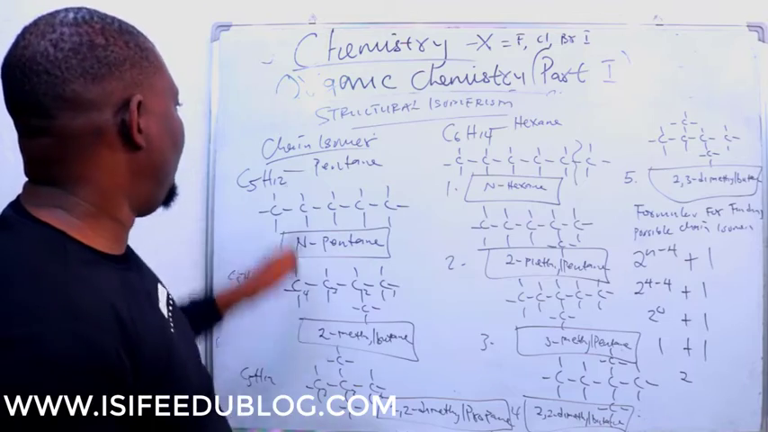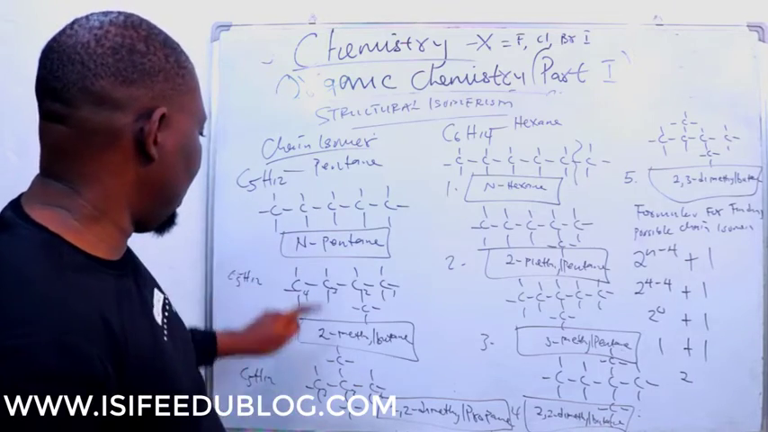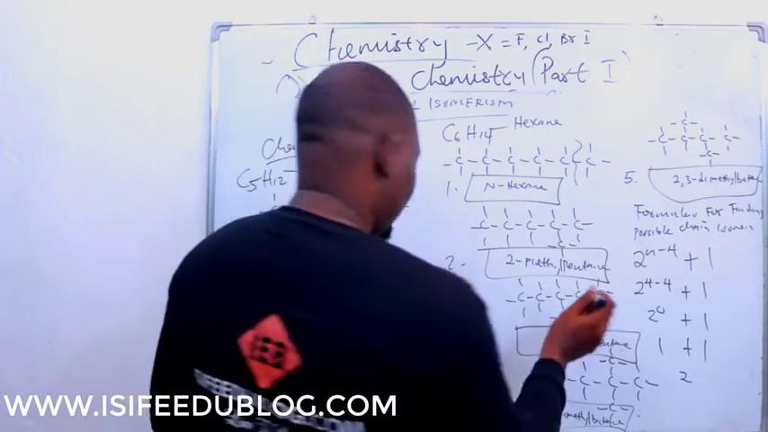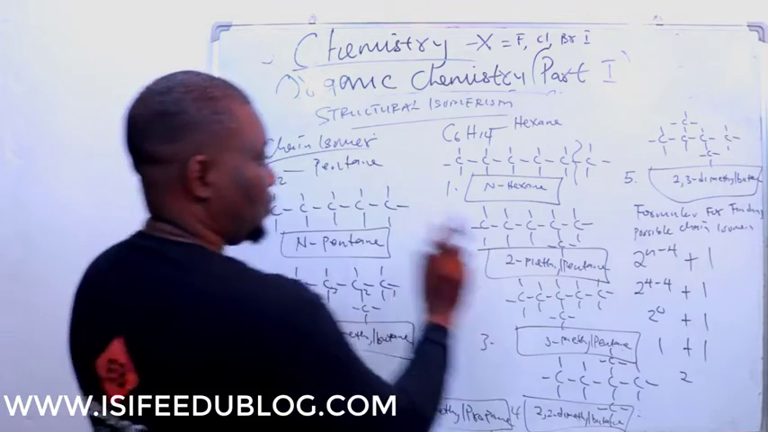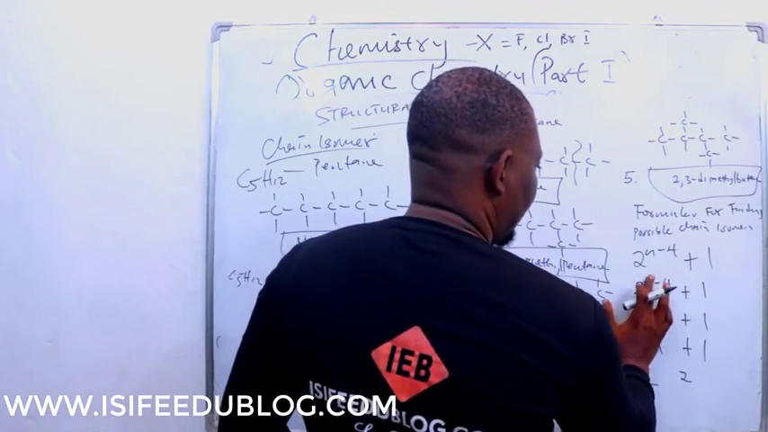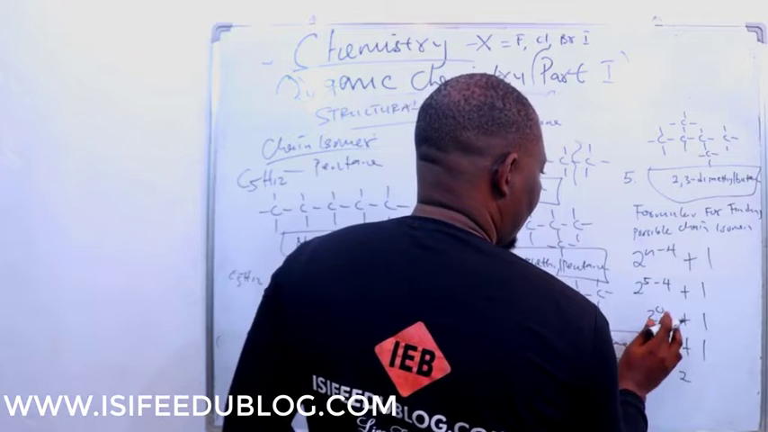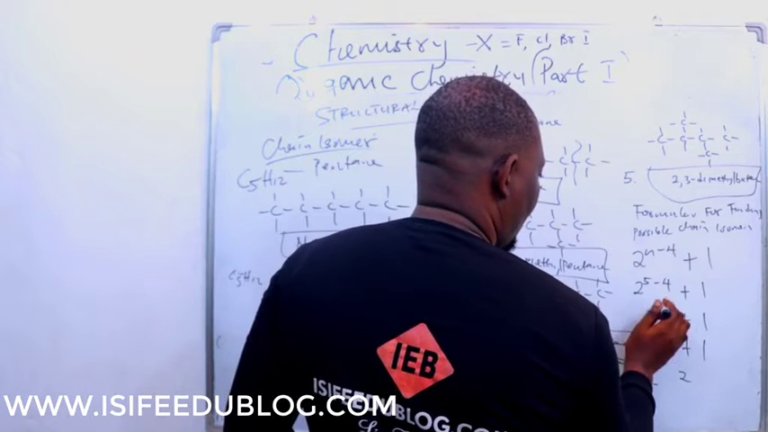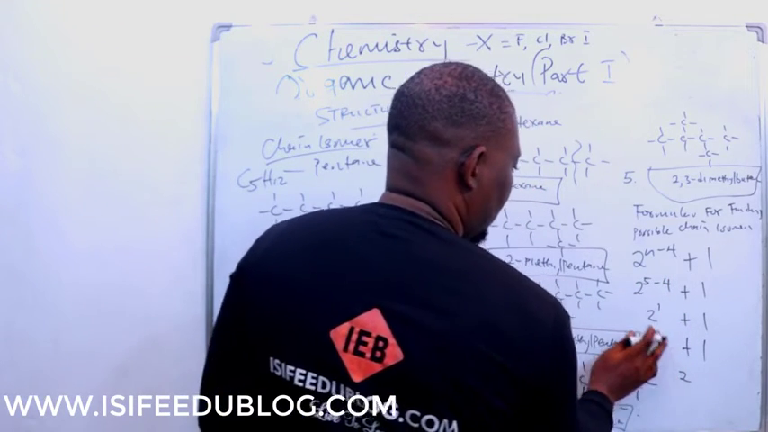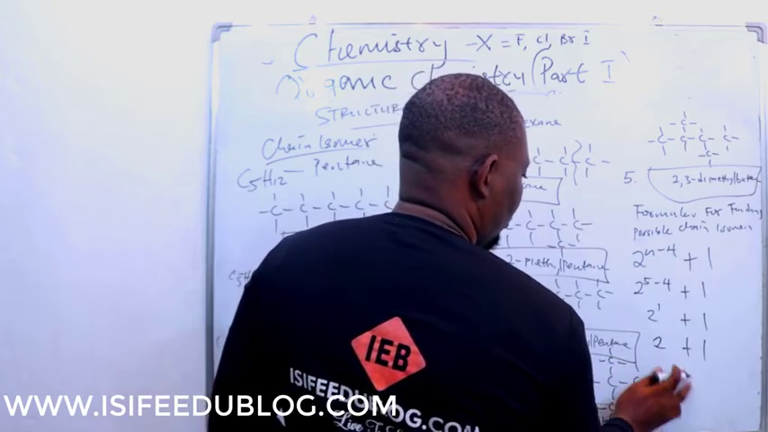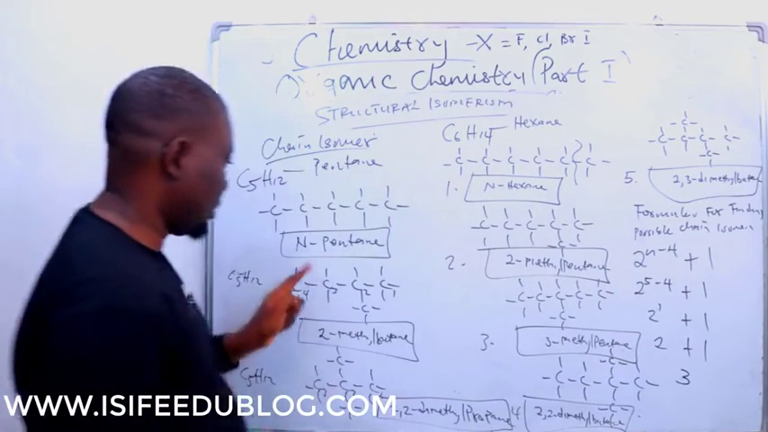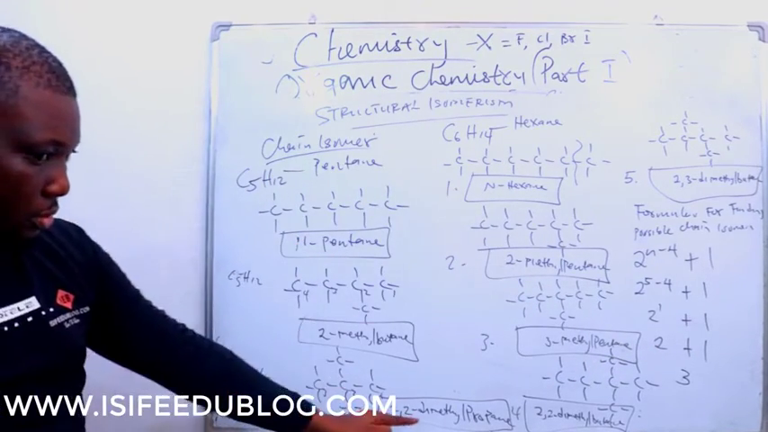For pentane, we are able to have 3 possible isomers. How many carbon atoms are there in pentane? 5. So I put 5 here: 5 minus 4 is 1. 2 raised to the power 1 is 2. 2 plus 1 is 3. So that is 3.